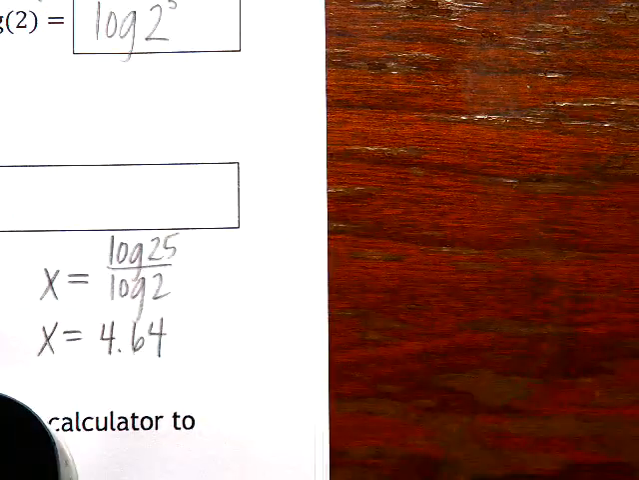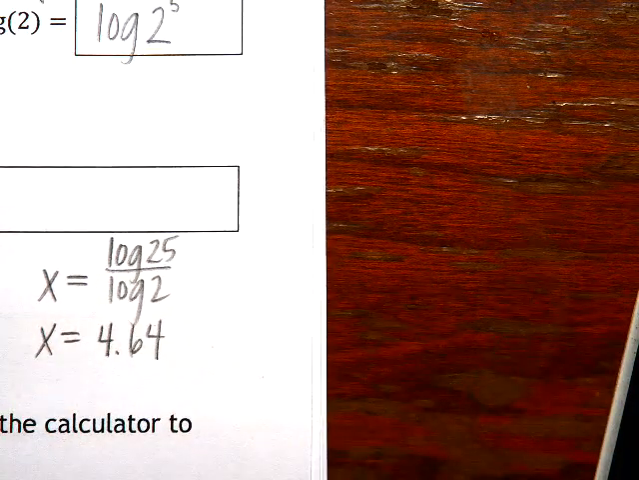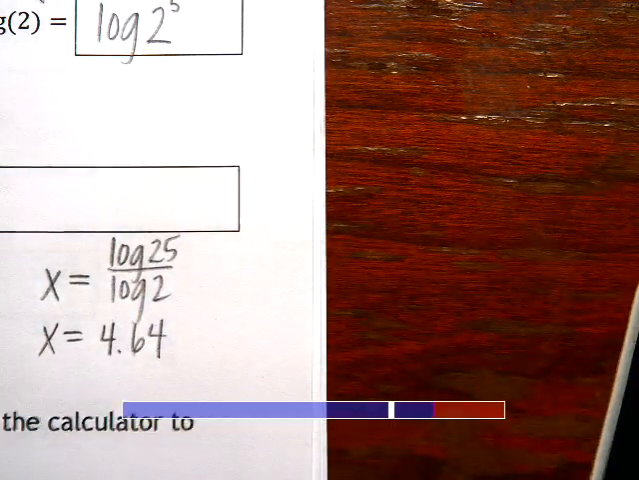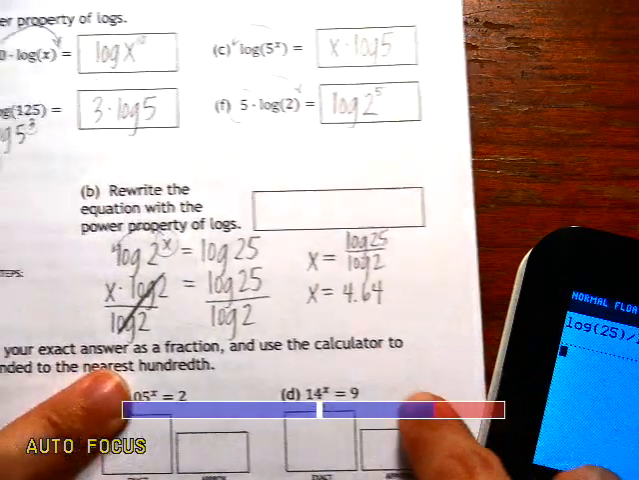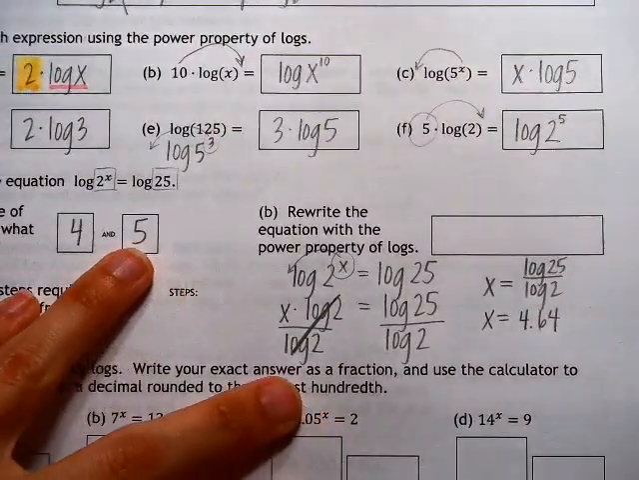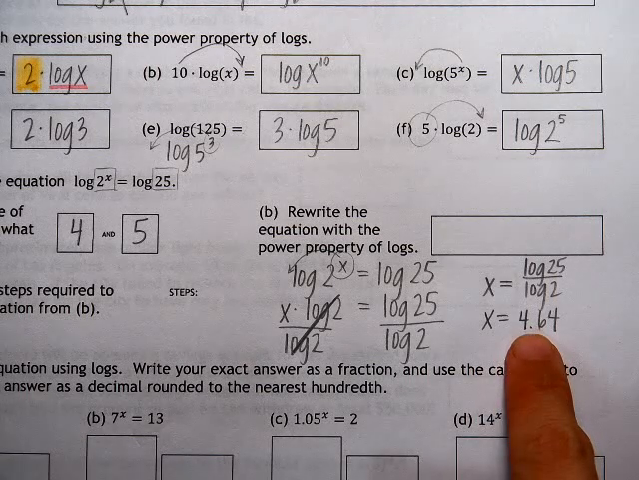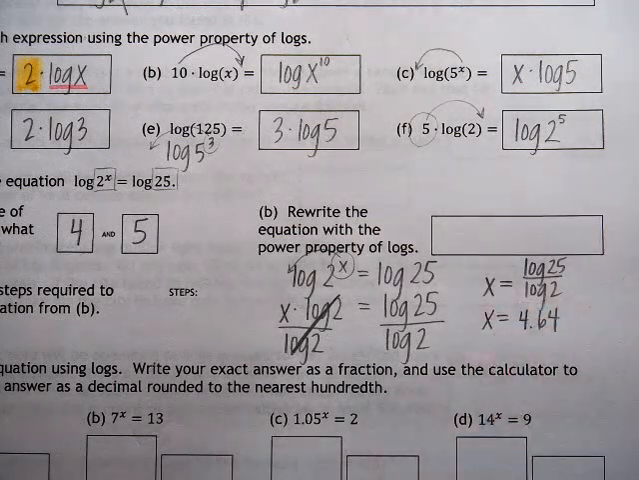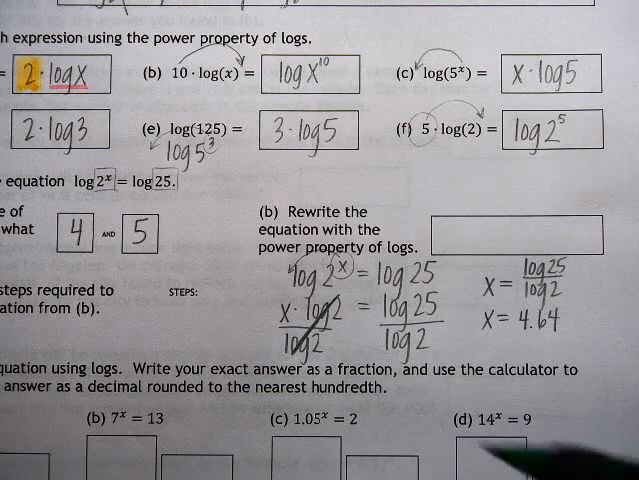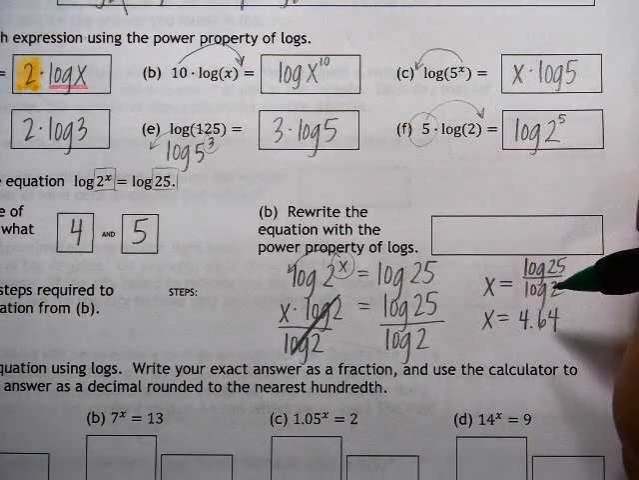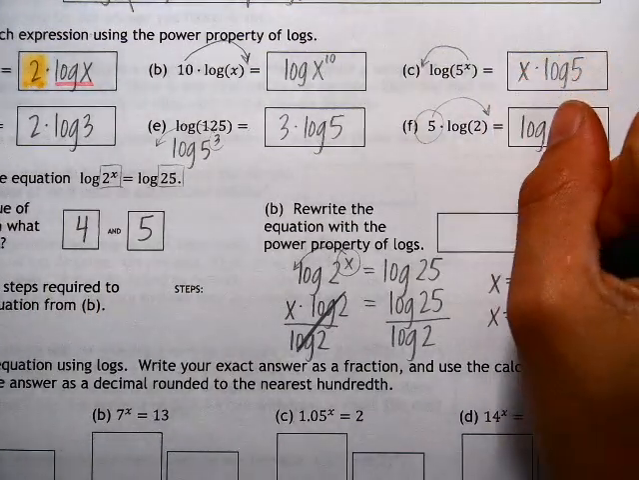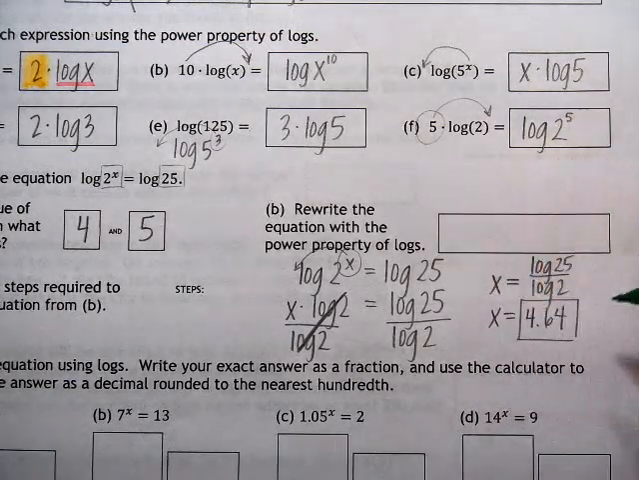But notice what I've done here, 4.64. I've got an answer that's between 4 and 5. Remember how we said that we were expecting an answer between 4 and 5 over here in part A? We got an answer that was between 4 and 5. That's exactly what we expected. So solving with logs actually got us to the correct answer, and we didn't have to guess and check anything.